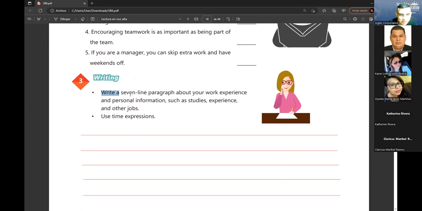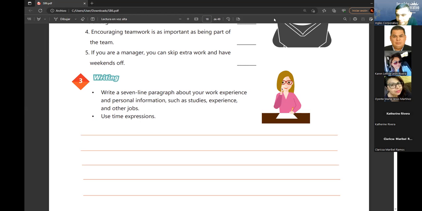Dice que en el ejercicio 3 vamos a escribir un pequeño párrafo acerca de la experiencia de trabajo y la información personal, como los estudios y experiencia en otros trabajos. Utiliza time expressions, por ejemplo, until, then. ¿Cuál os gusta de las clases? ¿Cuál otro estudiamos en la clase? O sea, until, for, until.